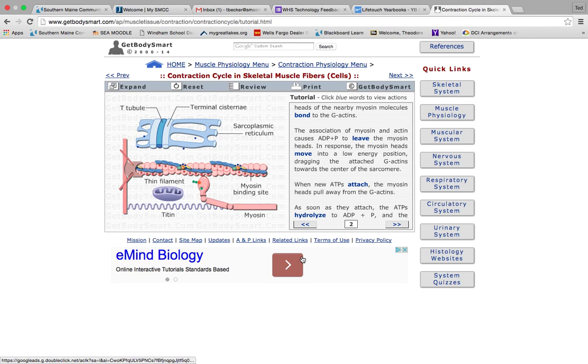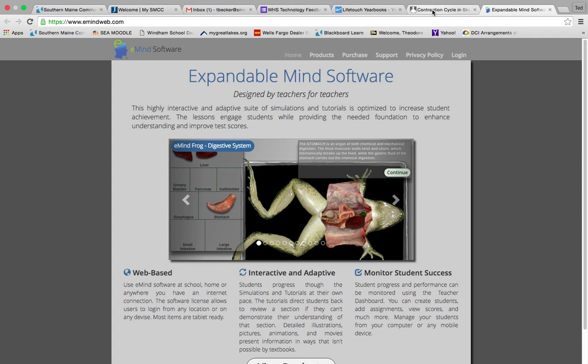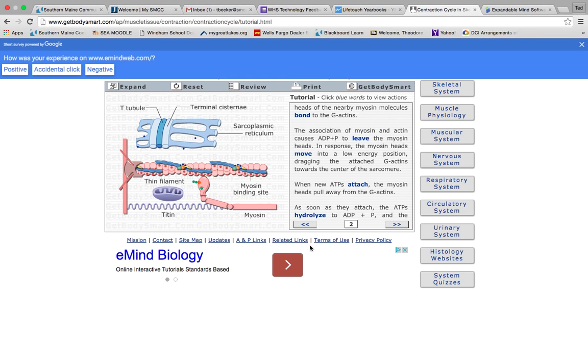You have to remember that ATP is the high energy molecule, where ADP is the low energy molecule.